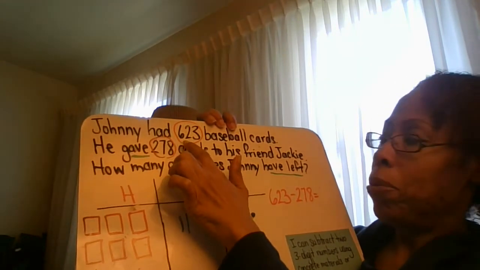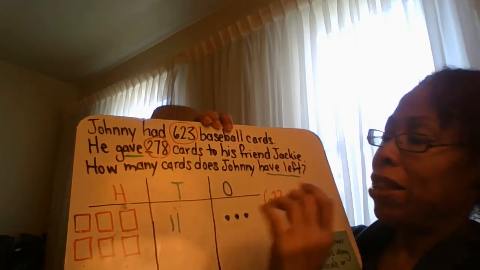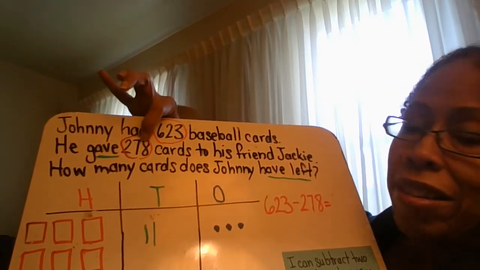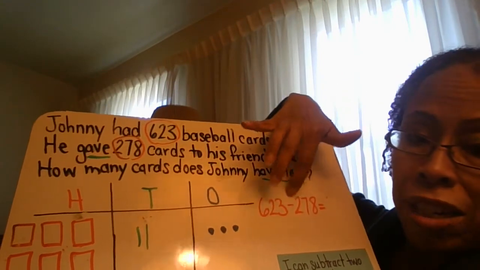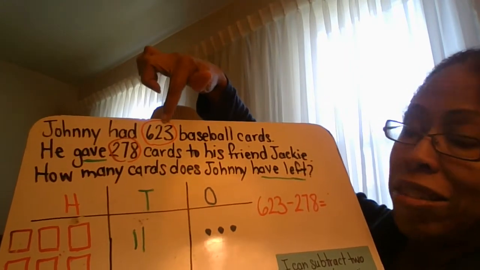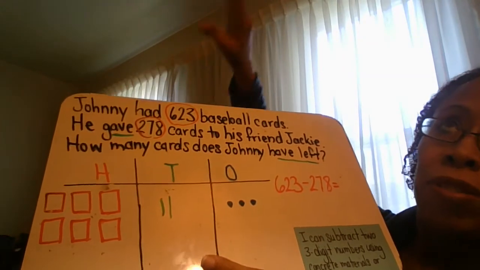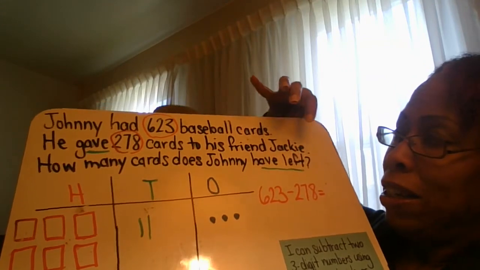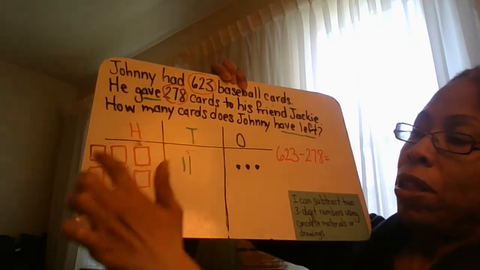We also have key numbers, 623 and 278. We can tell that 623 is the total number. That's how many baseball cards he had, and this is how many he gave away. Now we're trying to determine how much is left. So we know automatically this number is going to be smaller than this number. So if your answer is 856, then you know it is not correct because this tells you it's going to be a smaller number. So here is what 623 looks like.